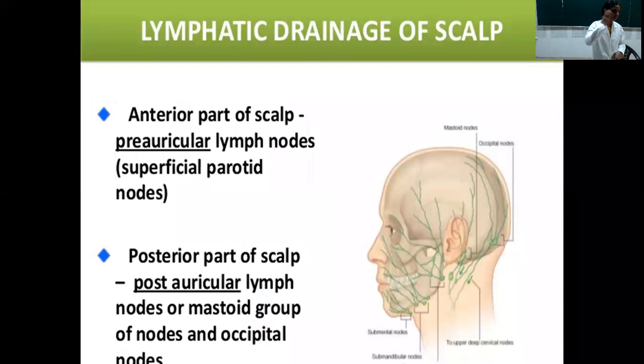Lymphatics. In front of the auricle, the anterior part of the scalp, all the lymphatics are drained into the pre-auricular lymph nodes, which are present in the substance of the parotid gland, so the superficial parotid nodes. Whereas the posterior part of the scalp is drained into the mastoid group of nodes, meaning the posterior auricular lymph nodes. It includes both the mastoid group of lymph nodes and the occipital lymph nodes.